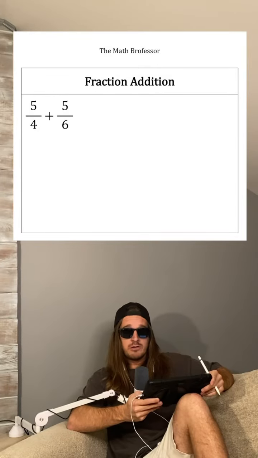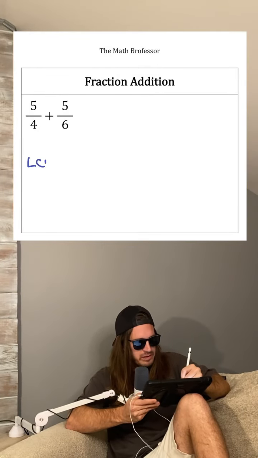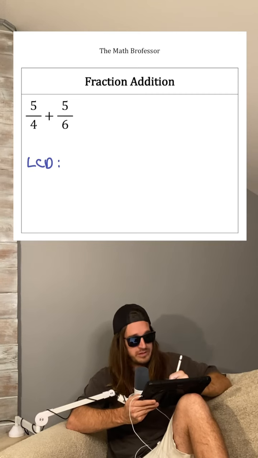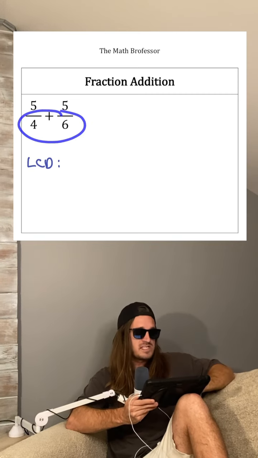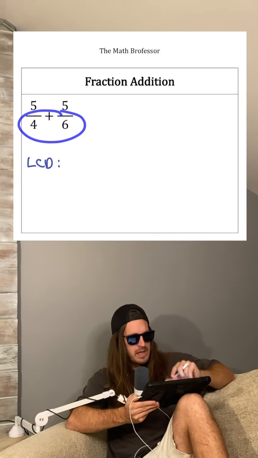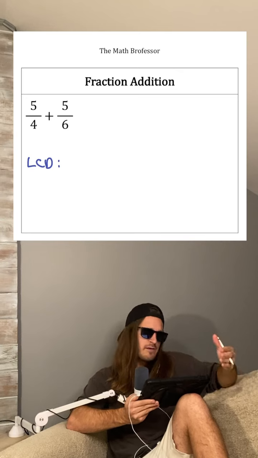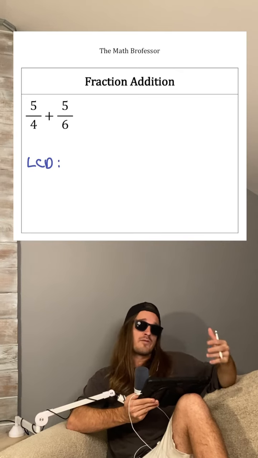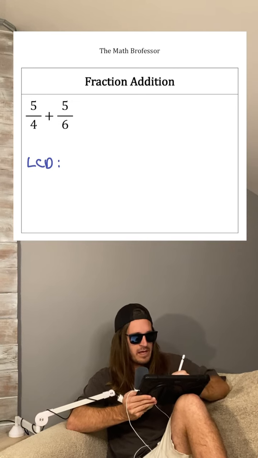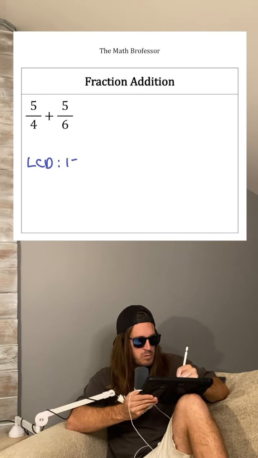In order to add two fractions, we need what's called the least common denominator, and this is just the least common multiple of the denominators. We are working with 4 and 6, so what is the smallest number you can think of that is divisible by both 4 and 6? Now, it may be tempting to say 24, right? 4 times 6 is 24, and 24 is a common multiple of 4 and 6, but it is not the least common. The least common multiple is going to be 12.